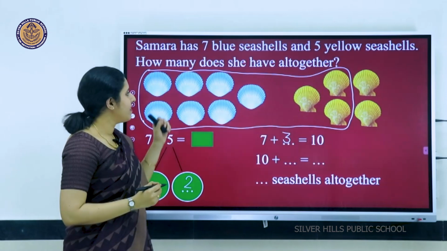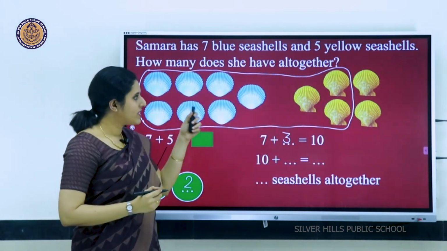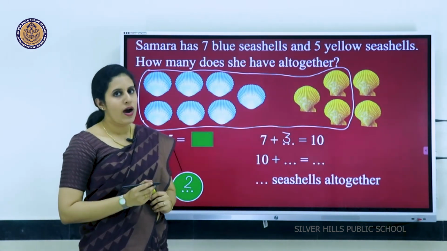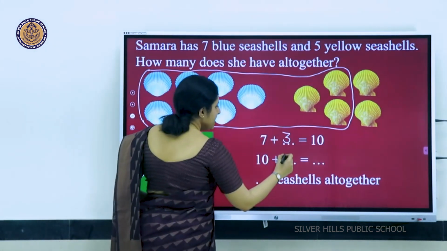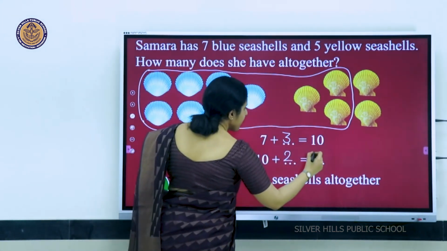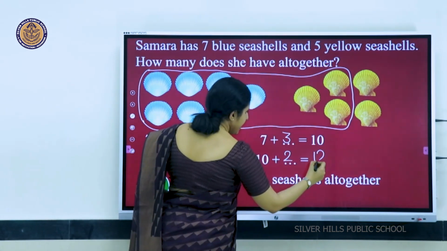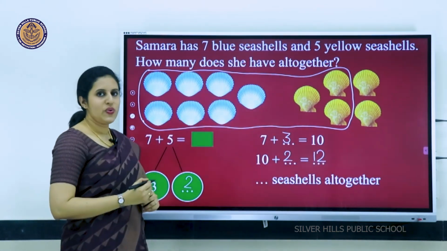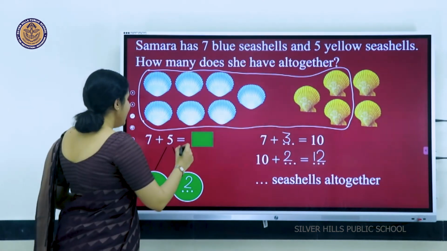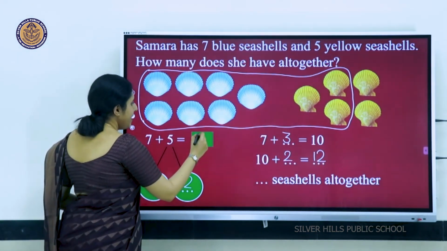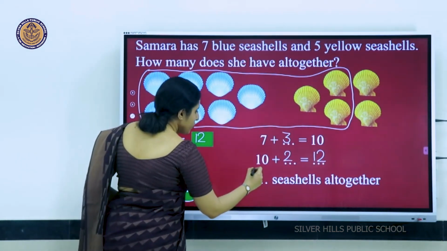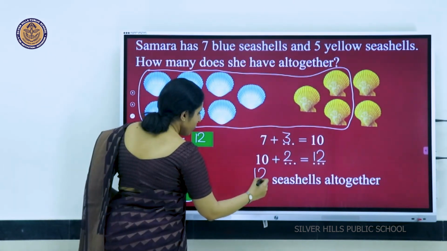Now, 10 are inside the group. Outside the group how many? 2. 10 inside the group, 2 outside the group. So, 10 plus 2. What is 10 plus 2? 12. Yes. 10 plus 2 is 12. So, how many seashells are there altogether? Yes, 12 seashells altogether. That you write here also, 12 seashells altogether.